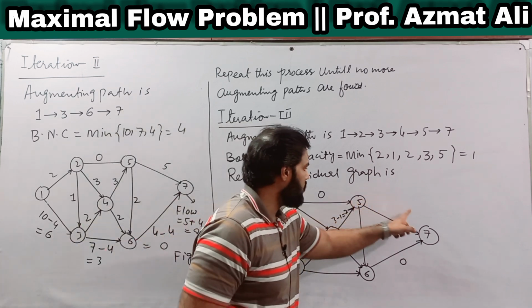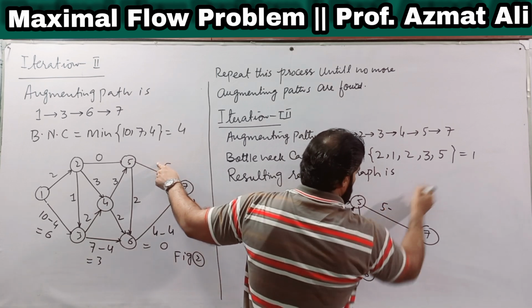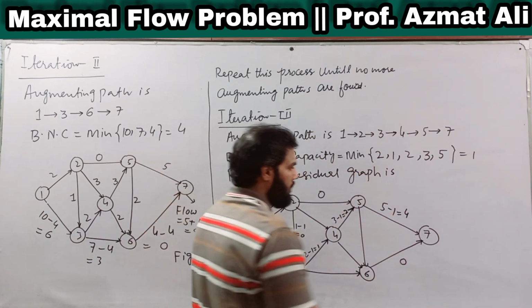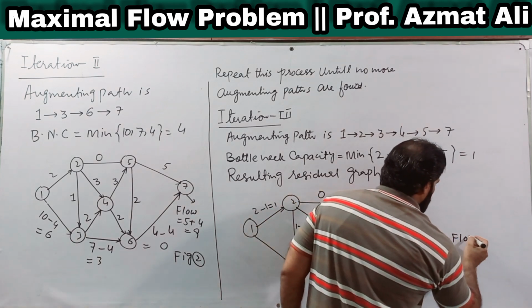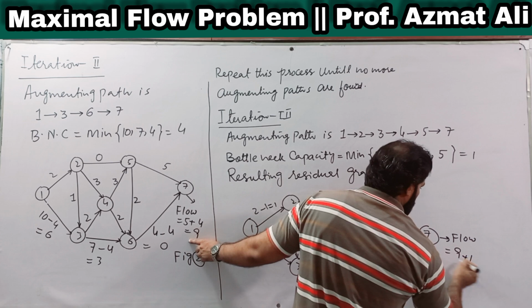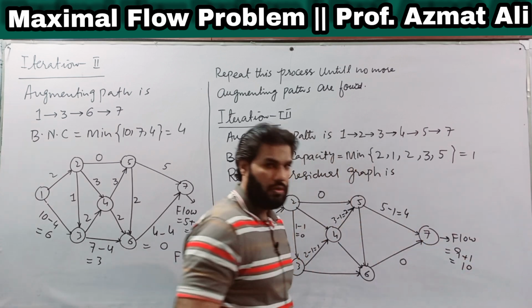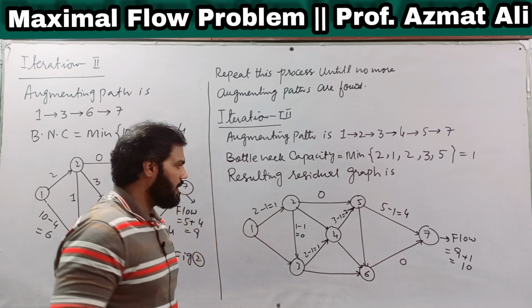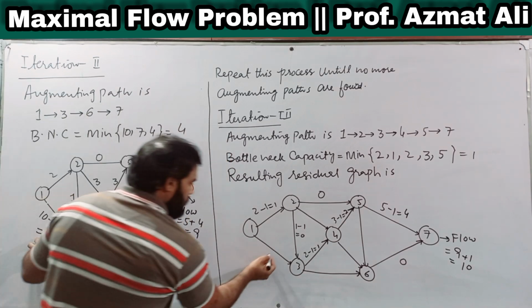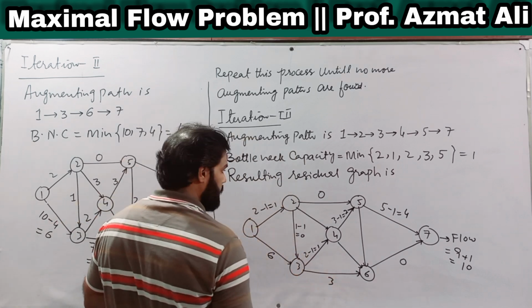Lastly, node 5 to node 7, the capacity is 5. Bottleneck capacity is 1. This will become 4, that is residual capacity. And the flow after third iteration will be 9 plus 1, 1 meaning bottleneck capacity. This is 10 unit flow after third iteration, whereas the remaining capacity will remain the same. This is 6, this is 3, and this is 2 unit.